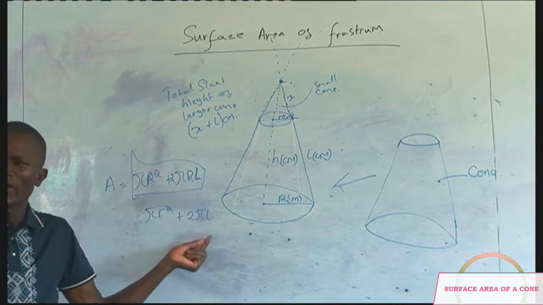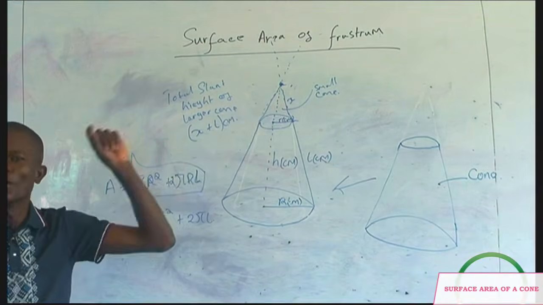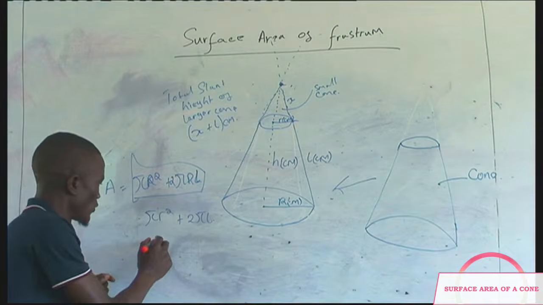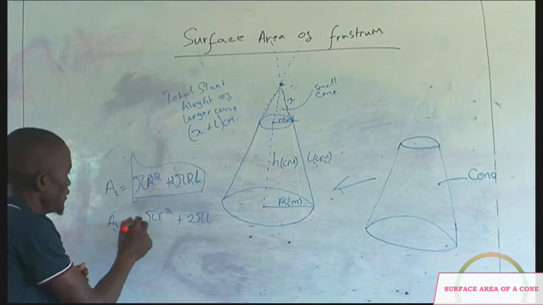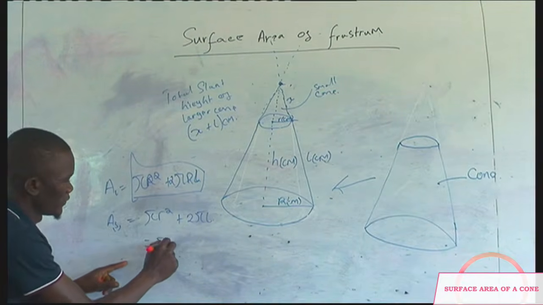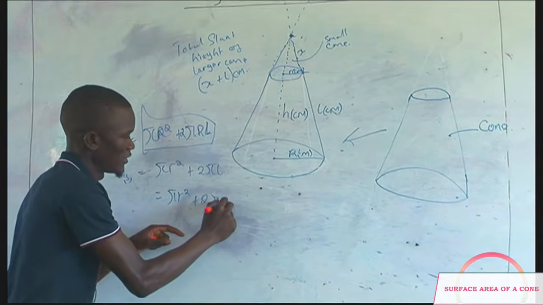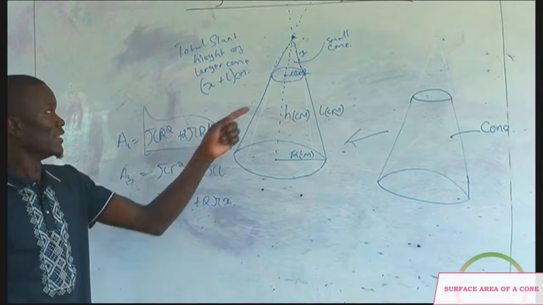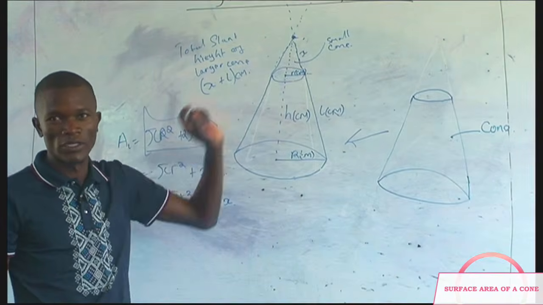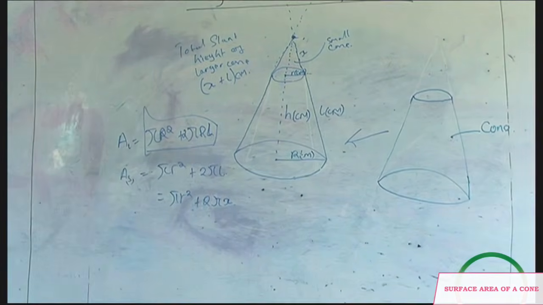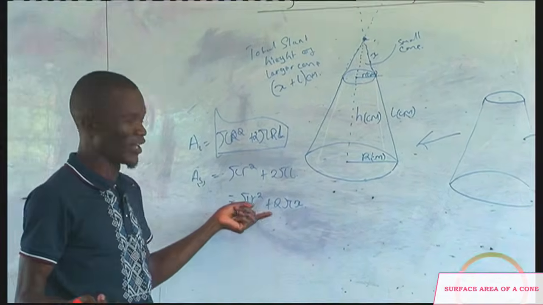Now, what is this L? Our L now is x, so you substitute L by x. The area of the small cone, AS, is given by pi r squared plus pi r x, where x means the slant height of the smaller cone. Are we together? You can type yes in a comment if you are understanding.